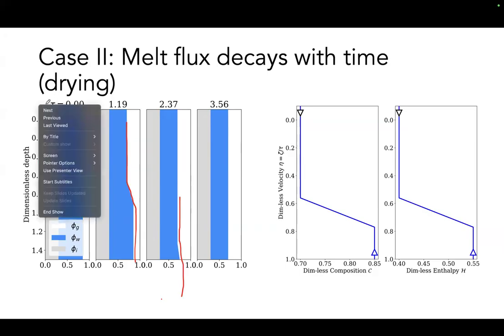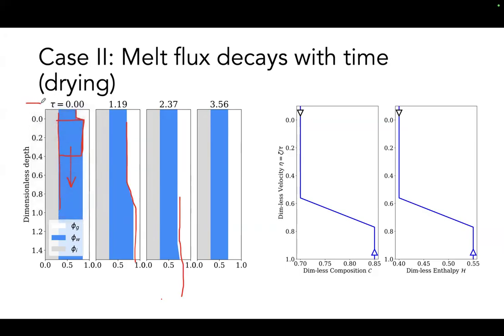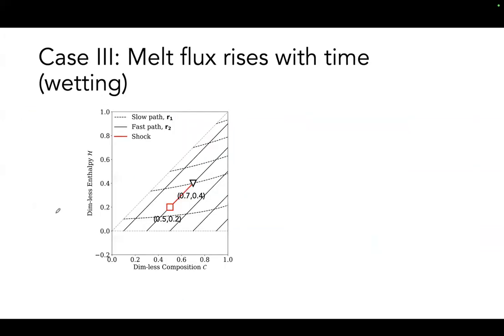It goes down with time. This is dimensionless time. Again, if you are interested in how this is being non-dimensionalized, that's where we have defined the dimensionless time and dimensionless depth to make things general. So this is the case where meltwater flux decays. Next is the case when meltwater flux increases with time, or wetting happens.